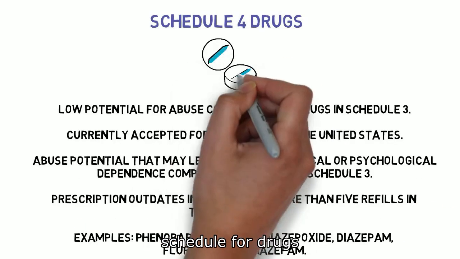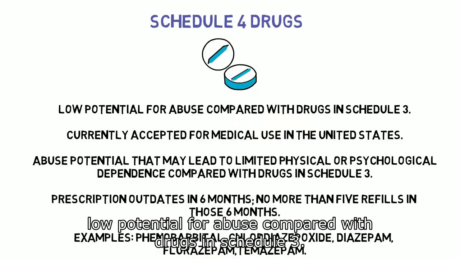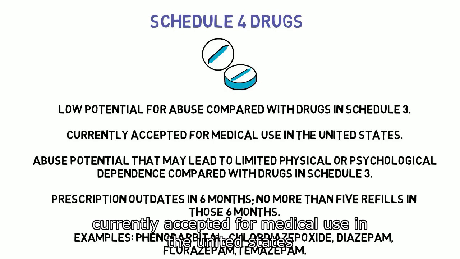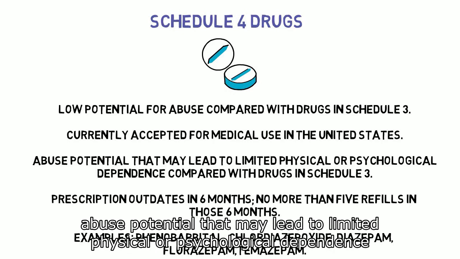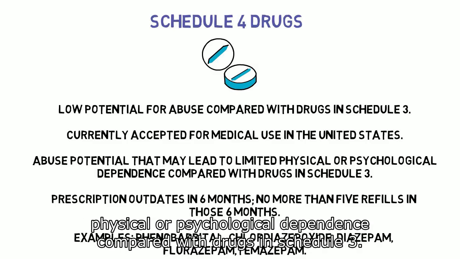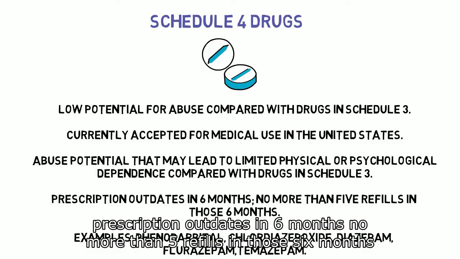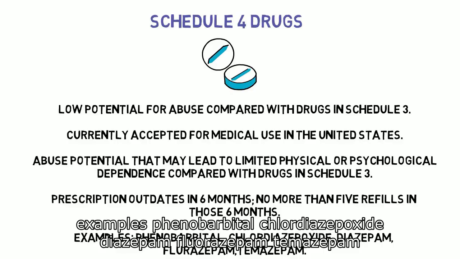Schedule 4 drugs. Low potential for abuse compared with drugs in Schedule 3. Currently accepted for medical use in the United States. Abuse potential that may lead to limited physical or psychological dependence compared with drugs in Schedule 3. Prescription outdates in 6 months, no more than 5 refills in those 6 months. Examples: phenobarbital, chlordiazepoxide, diazepam, flurazepam, temazepam.